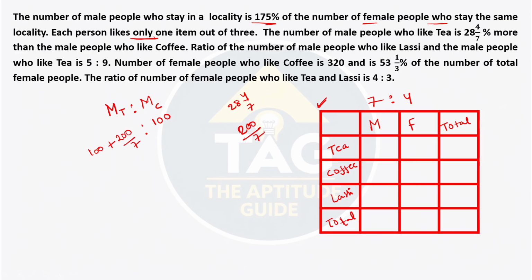So that becomes 700 plus 200, 900 by 7 is 200. So I can write it as 900 is to 700. So the ratio becomes 9 is to 7. You can solve it this way, or the same thing can also be done this way.